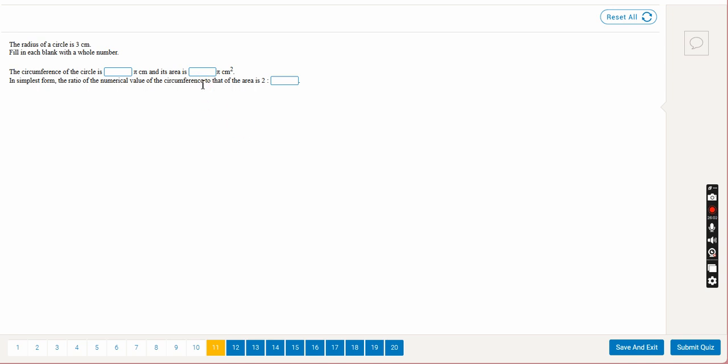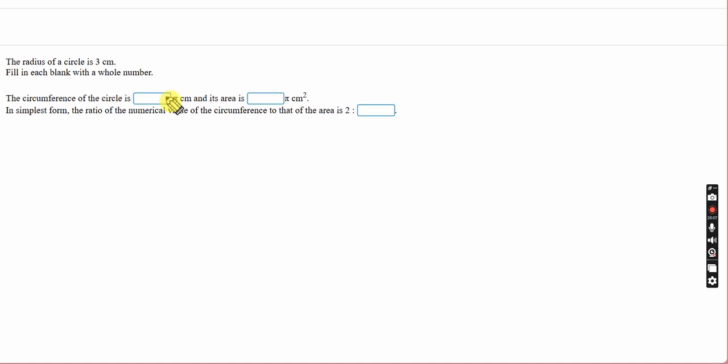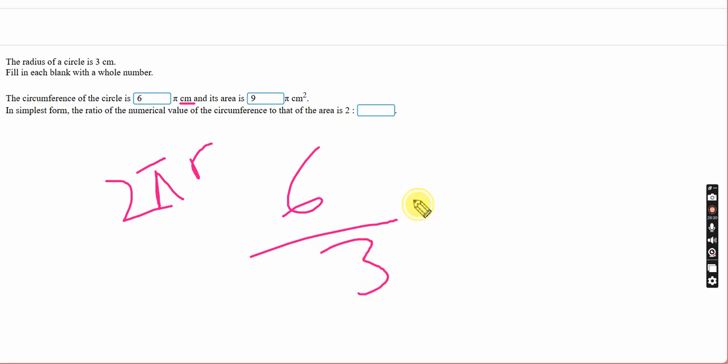So the radius of a circle is 3 centimeters, the circumference of the circle. I remember they said centimeters. The circumference is 2 times pi times r. What is that? 2 times r is 6. Just write 6 here. The next one, they want the area. Area is pi r squared. So 3 times 3, 9. The next one was the ratio. They divided the circumference by 3, which gave us 2. Again, they'll also divide 9 by 3, which will give us 3. Okay, just write here 3.